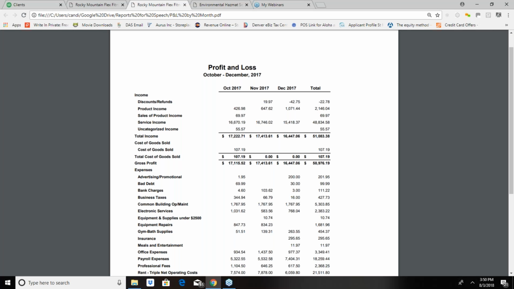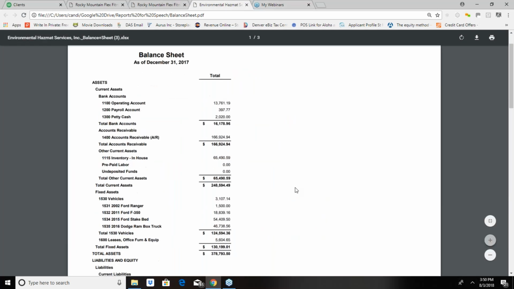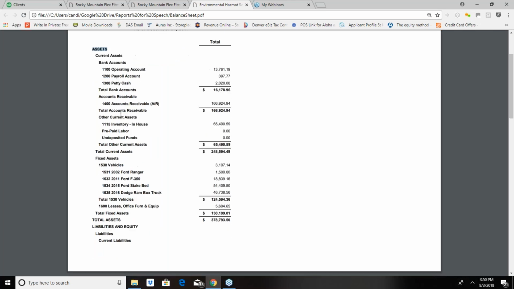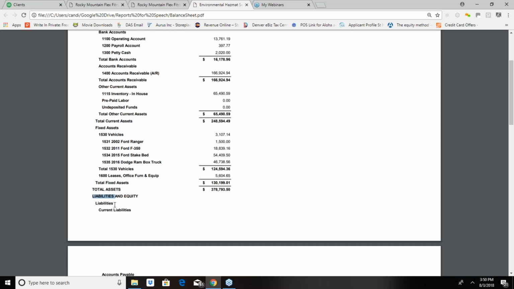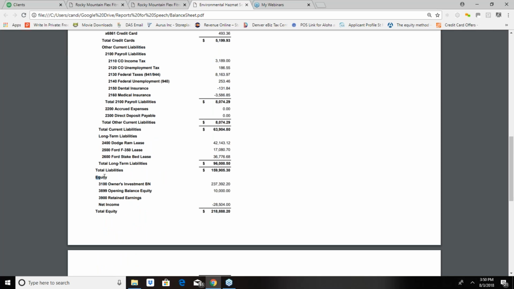Okay, so we have the profit and loss statement that shows you what you're making, what you're spending, and the difference between the two. And then we also have your balance sheet. Now your balance sheet shows you a couple of different things. It shows you overall how much your business is worth. So that's extremely important. The balance sheet is broken down into what you own, so all of your assets, what you owe, your liabilities, and then whatever's left, what you own within the business, your equity.